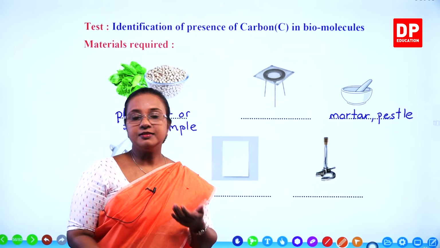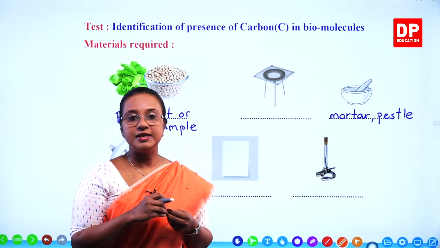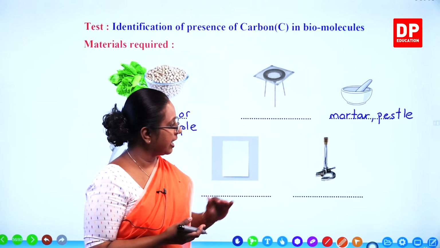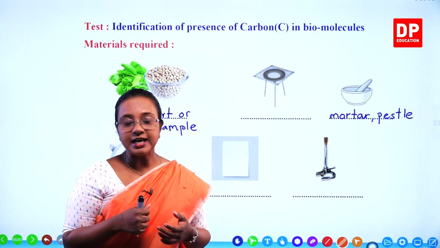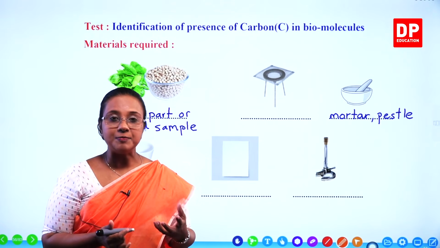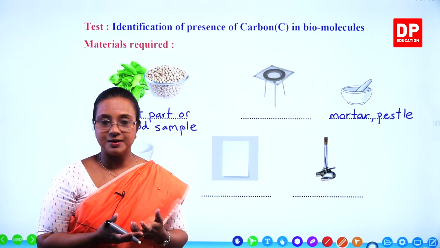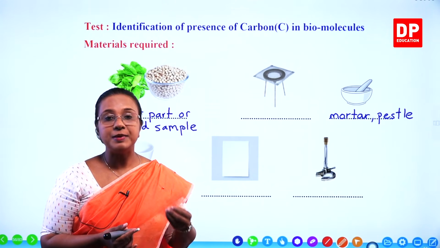So we take the food sample or the leaves and break it into small pieces, put it into the mortar and pestle. We can add a little bit of water and grind it nicely, make it into a pulp. Pulp means a semi-solid substance that is ground nicely. It will be like a paste.